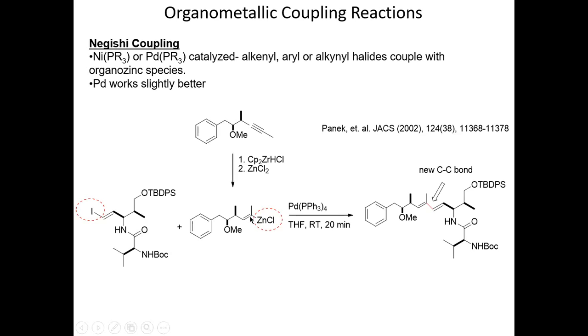So you can see right here, there's a new carbon-carbon bond being formed between this carbon that's bonded to zinc and this carbon that's bonded to iodine, right? And this is your product. And again, why this is so useful, because you can see these large complicated fragments, you can couple them together in one step very simply.